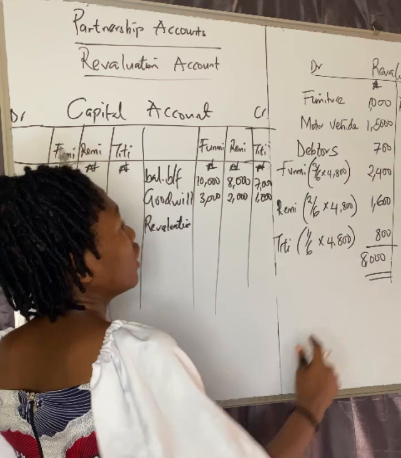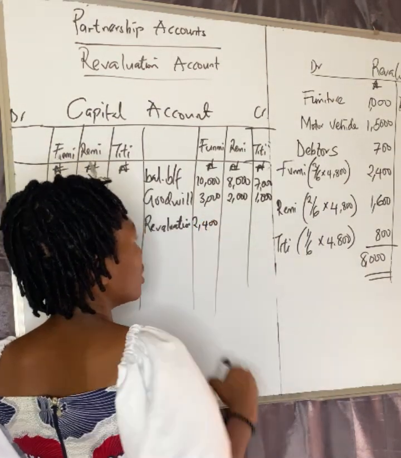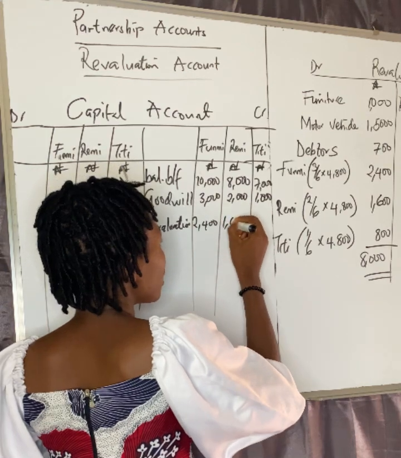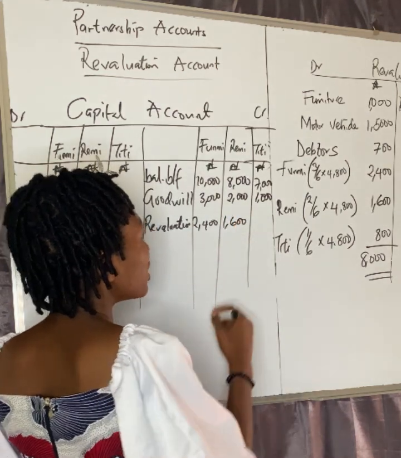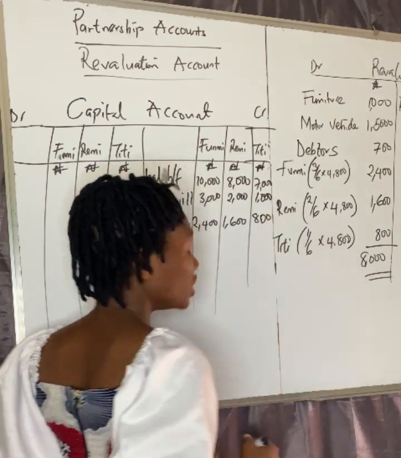For revaluation, for the first partner, we are having 2,400 naira. The second partner, we are having 1,600 naira. And then for the third partner, we are having 800 naira. All right. This is it for revaluation.